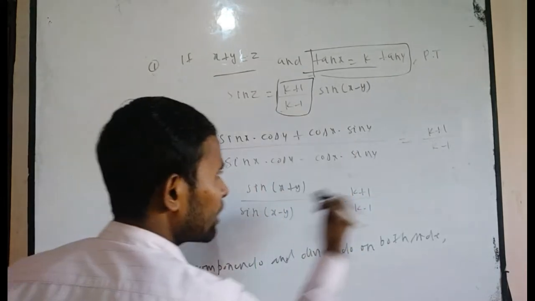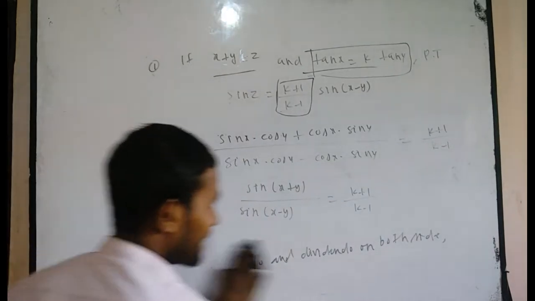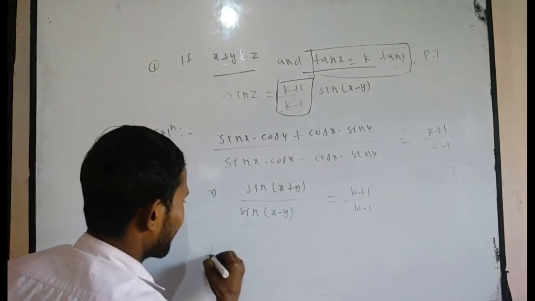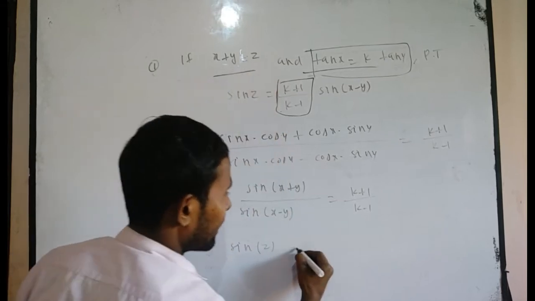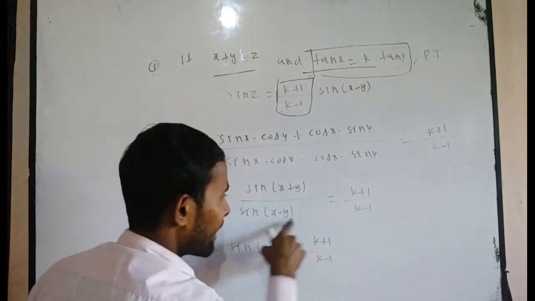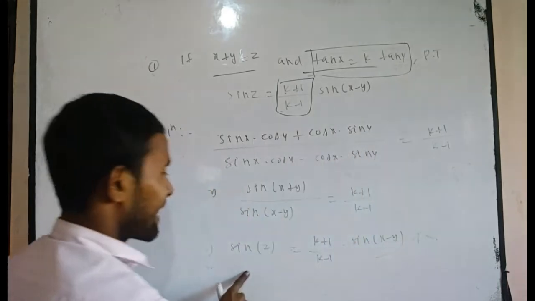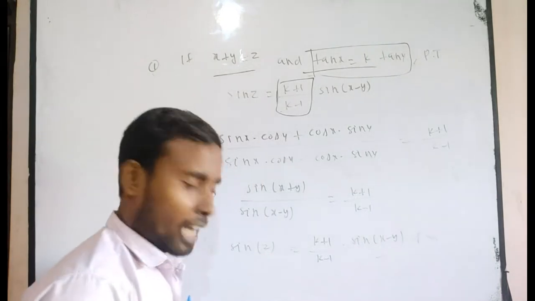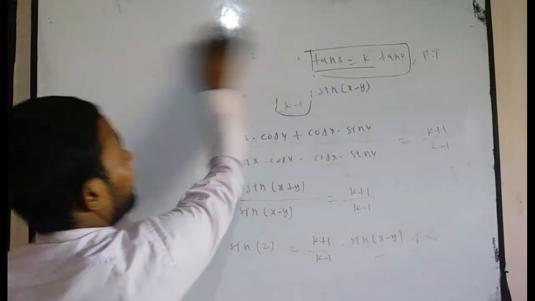If you take it to the right-hand side, we can write sin(x plus y), where x plus y is equal to z. So sin z is equal to k plus 1 divided by k minus 1 into sin(x minus y), which is the required answer. That means sin z is equal to (k plus 1)/(k minus 1) times sin(x minus y). Now you have to take the next problem.